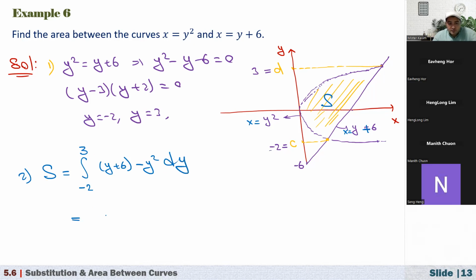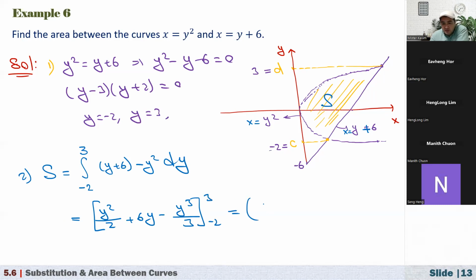All right, so this is equal to y squared over 2 plus 6y minus y cubed over 3, with integration limits from negative 2 to 3. When it is 3, 3 squared is 9, so here we have 9 over 2 plus 6 times 3, which is 18, minus 3 cubed over 3, which is 9. Minus, when it is negative 2, 4 over 2 is 2, minus 12, and minus 8 over 3, so it is plus 8 over 3.